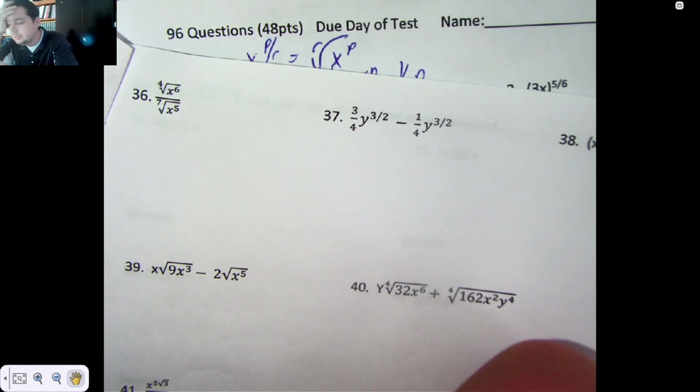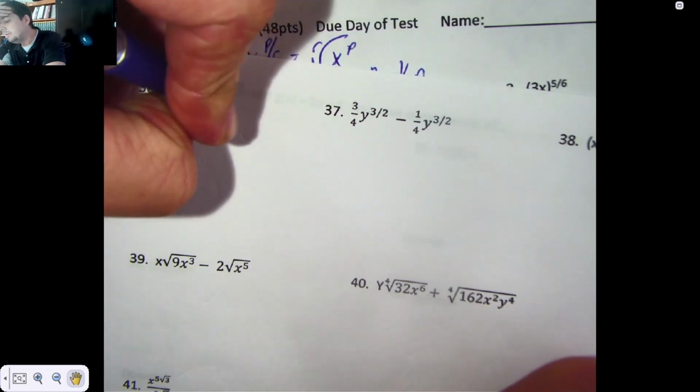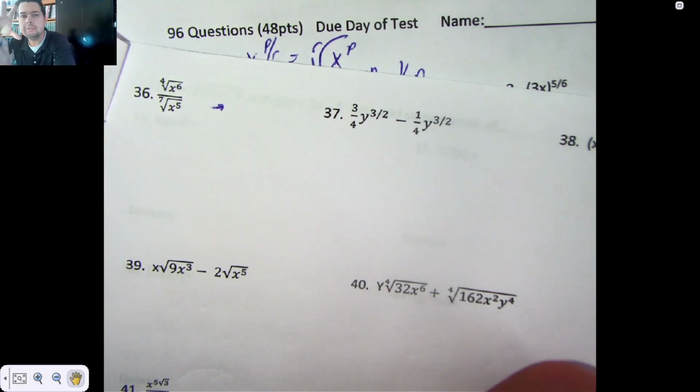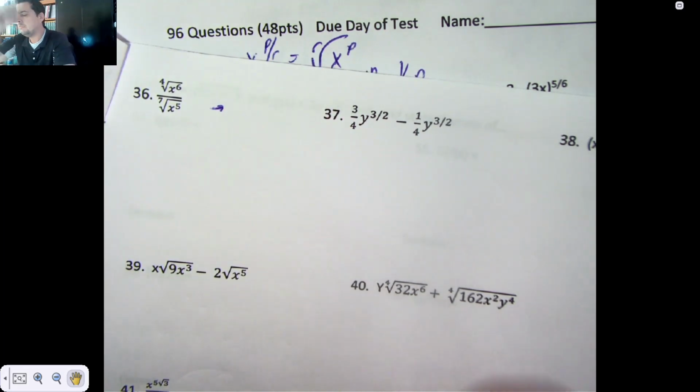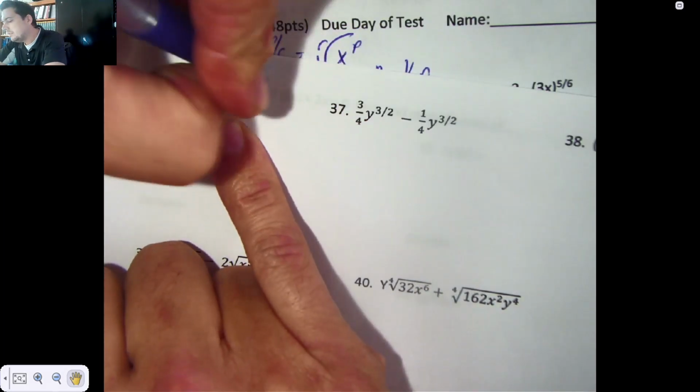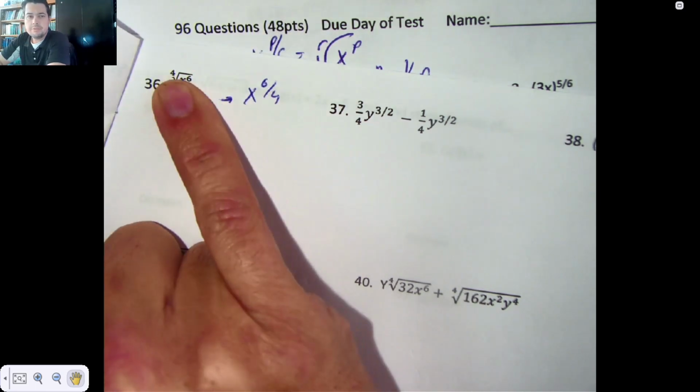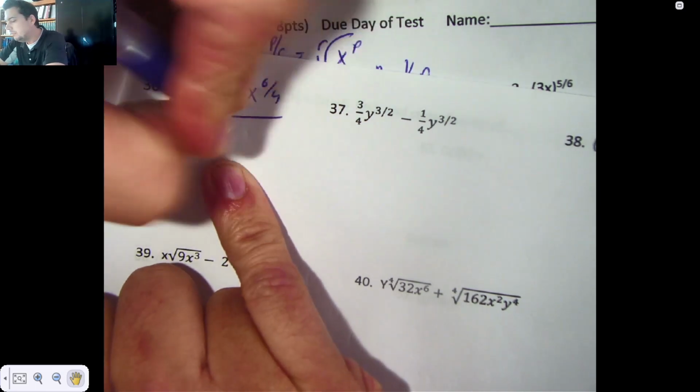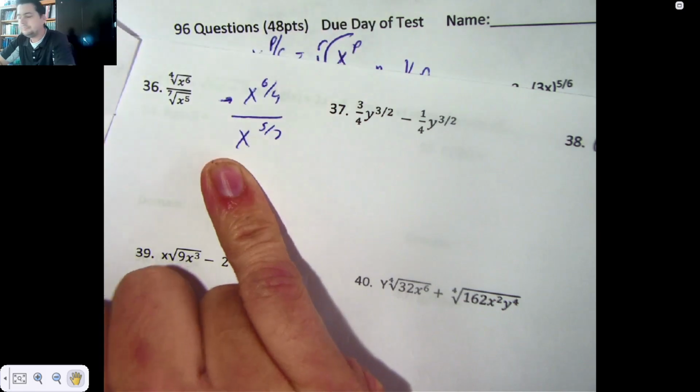And I'll do these. These are a little bit rougher than some ones in the front, but they're actually not that bad. The easiest way to do 36, since they're both x's, is to probably convert both the top and the bottom into exponential form. So the top would become x to the 6/4 because the power is 6, root is 4. The bottom would be x to the 5/7.